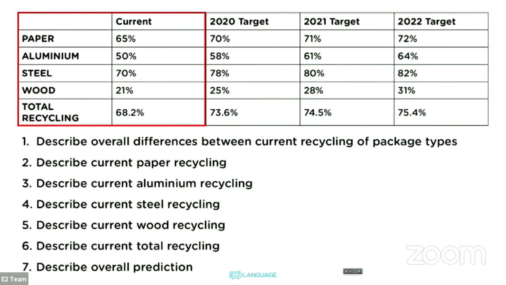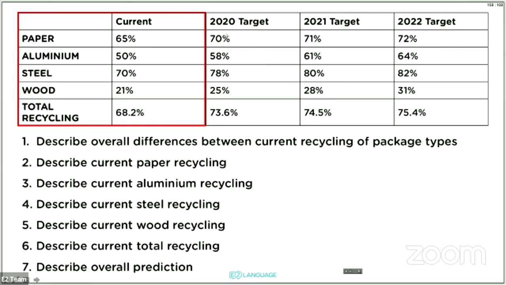All I've described there were the current rates of recycling. I have not mentioned anything about the future rates of recycling because I'm going to use that in my comparison later on. So when I talk about describing main trends, I'm just going to talk about current rates of recycling for paper, aluminium, steel, wood, and the total recycling.